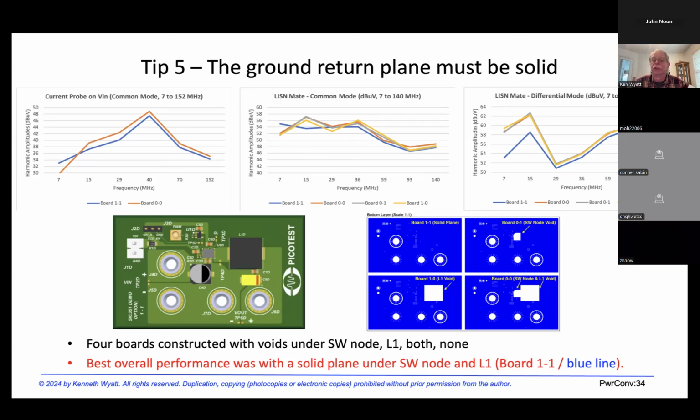So it made a bigger difference in differential mode noise. Not so much difference in common mode in the center there and the left. So anyway, we tried to answer that question. I think what I would recommend is using a solid plane.